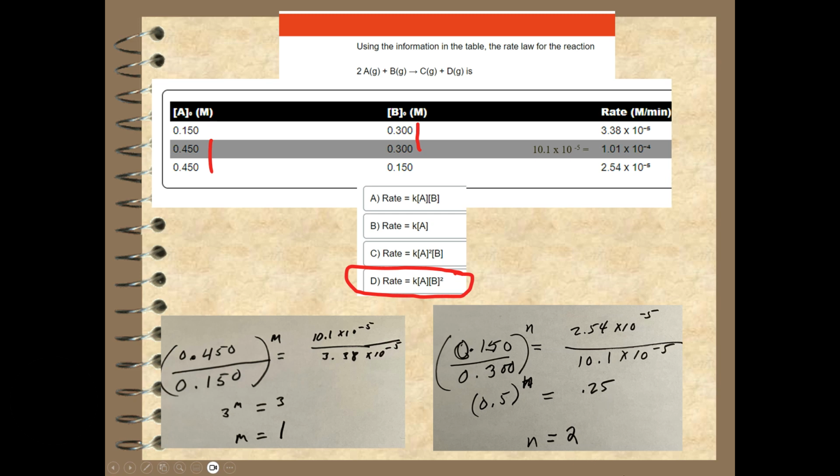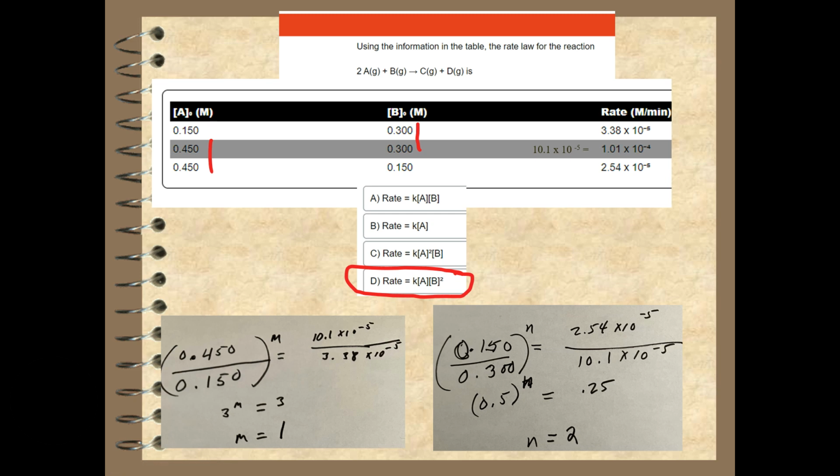Anyway, what I just wanted to tell you. So m is equal to 1. So the exponent of A is 1, we don't show it. And the exponent of B is 2. Put it there. And so that's going to be the right answer.